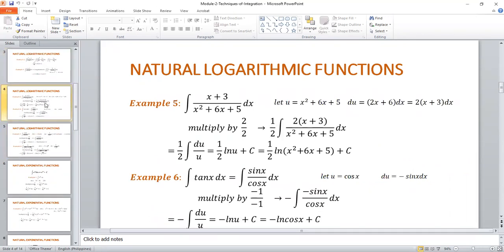Interrupt me if you cannot follow. So we have here number 5. Look, we have a polynomial here in the denominator, second degree. The numerator is just first degree. So there's no need for you to divide because this one is lesser in degree than this. So you just check. Since the denominator is of degree higher than the numerator, you can try.